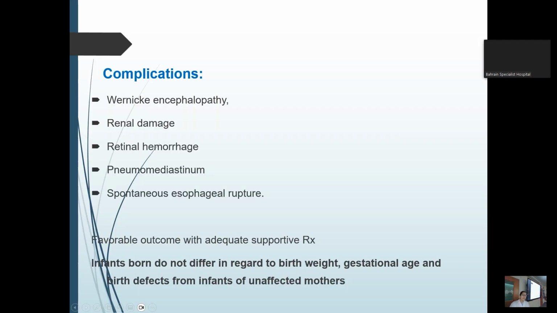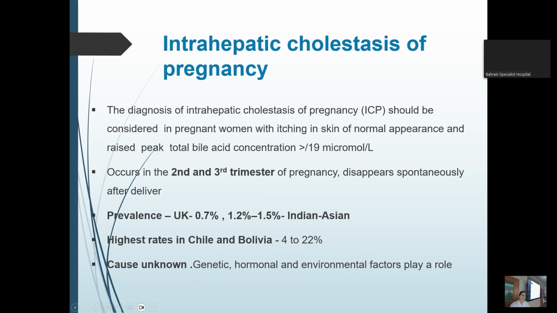So the complications of hyperemesis are Wernicke's encephalopathy, renal damage, retinal hemorrhage, pneumomediastinum, and spontaneous esophageal rupture. A favorable outcome with adequate supportive therapy is seen. Infants born do not differ in regard to birth weight, gestational age, and birth defects from infants of unaffected mothers. The second discussion is about intrahepatic cholestasis of pregnancy.